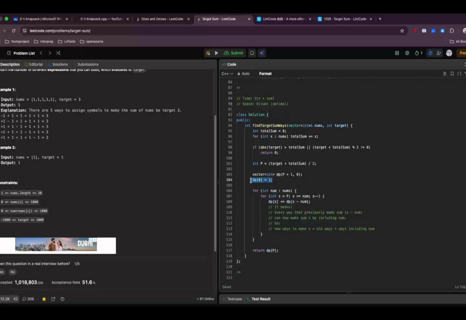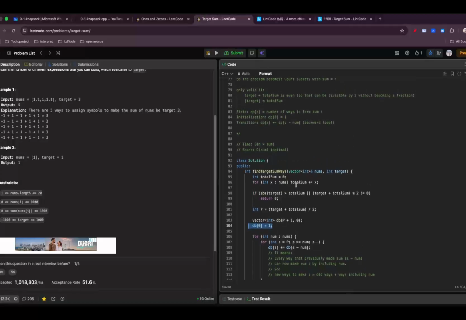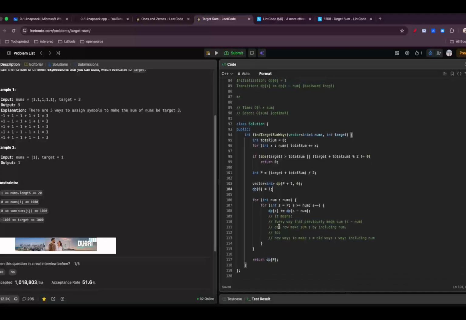That means if sum equals 0, then there is one way, the empty subset with sum 0 itself. So that's why dp of 0 equals 1, because here we are storing the number of ways, the number of ways to form sum s. The number of ways to form sum equal to 0 is 1, right? So that's why we are initializing it with 1.